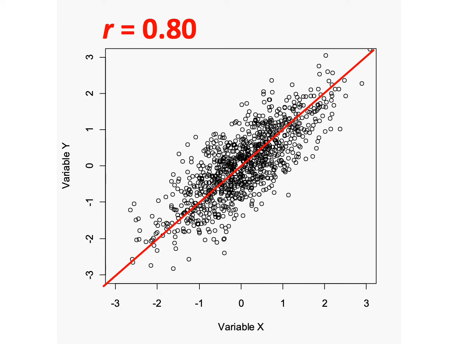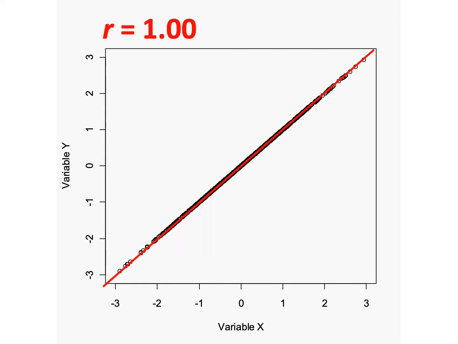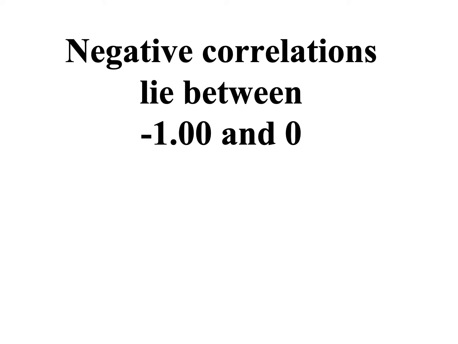Here is a correlation of 0.8, a correlation of 0.95, and here is a correlation of positive 1. When r is equal to 1, x and y have a perfect positive relationship. You cannot get a stronger positive relationship than this. Negative correlations always lie between negative 1 and 0.